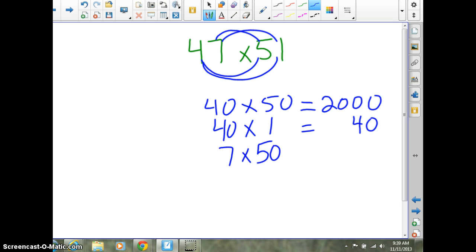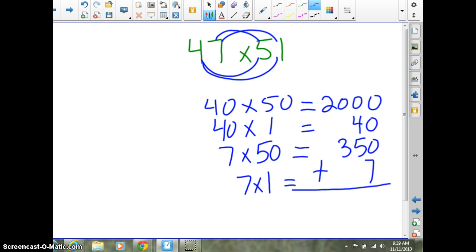Nope. That is not worth 5. 7 times 50 is... And finally... is 7. This is where I put it because it's only in the ones. If you add these up, what do you get? That's the correct answer. Check yours.